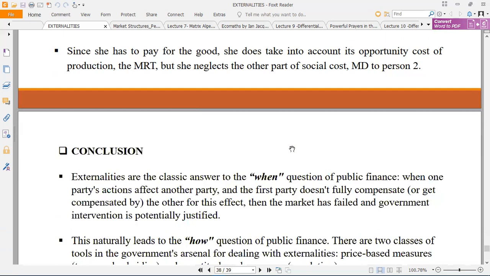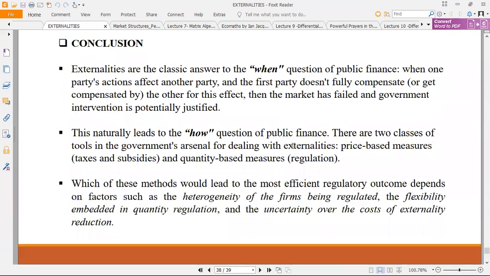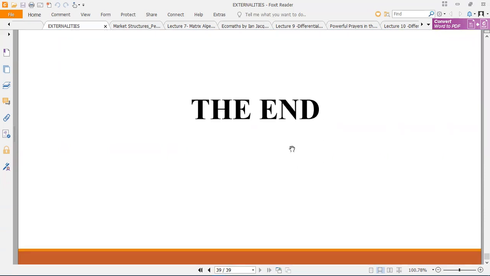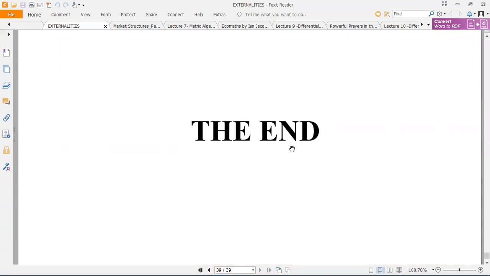So that is that. This is just a wrap up of all that we have done. So this is the end of our lessons on externalities. All right.